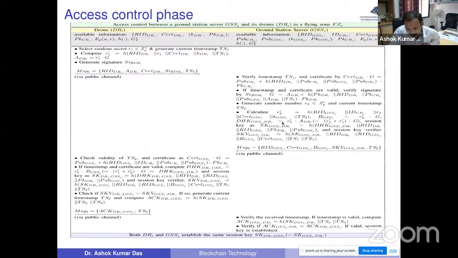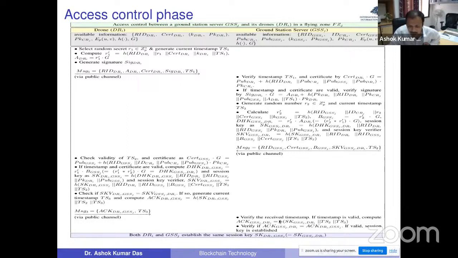The drone will then calculate the Diffie-Hellman type key. Then, using the Diffie-Hellman type key, it will calculate the session key between the drone and GSS. Then it will compute the session key verifier. Then it will check whether the session key verifier is correct or not. And if it is, then it will generate a timestamp TS3 and compute the acknowledgement of the session key, and it will be sent, in terms of message acknowledgement and timestamp, to the GSS.